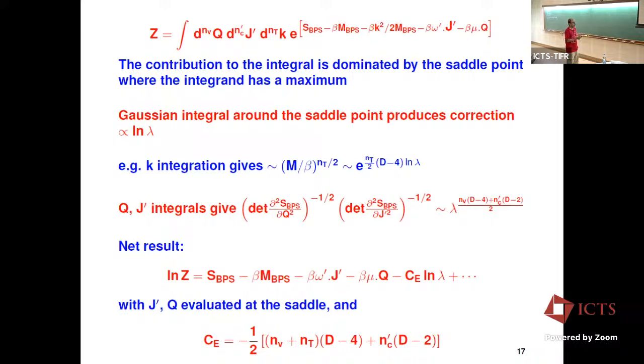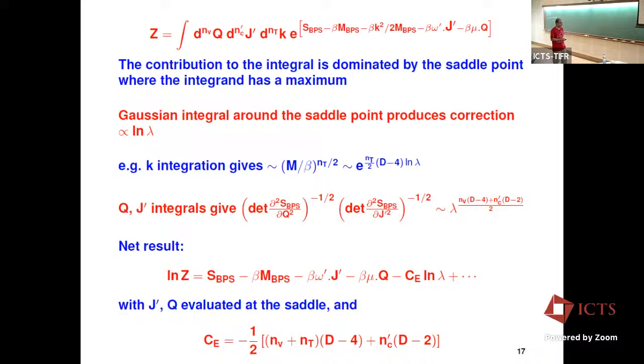And using the scaling of M and beta that I have described earlier, you can see that this will give a factor of log lambda in the exponent of this form. Similarly, the q and j integrals will pick up a similar contribution. You have to take the second derivative of S with respect to q and j. And again, by using the scaling laws that I have given earlier, one can show that this scales as this particular power of lambda. So the net result, up to higher order corrections, can be written as S_BPS minus beta M_BPS, that is the saddle point value. The saddle point value of k is 0, and then again the saddle point values of these quantities over here.